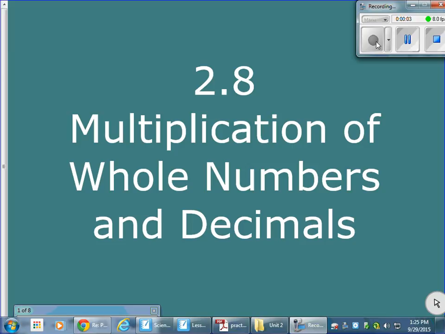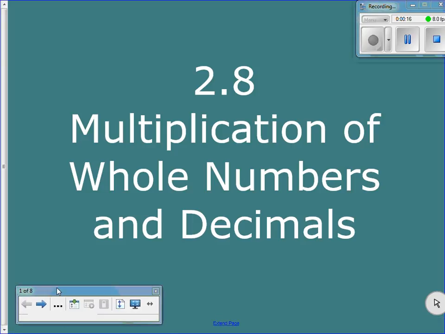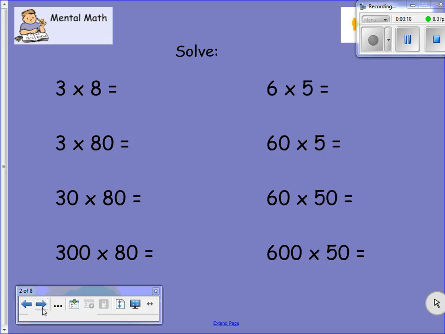Tonight, we're going to be working with multiplying whole numbers and decimals. Remember, since the beginning of the year, I've been saying that we need to know our math facts? Well, here you go. It's time to be using our math facts that we've been learning and refreshing since the beginning of the year. Let's take a look at how we're going to be doing these today. We're going to start off with some mental math.